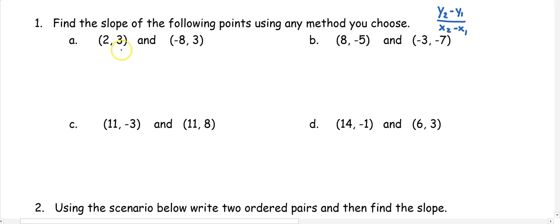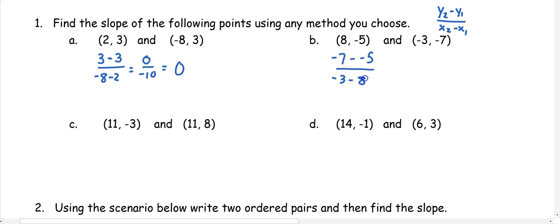So in A, we would have 3 minus 3 over negative 8 minus 2. This gets us 0 over negative 10. Remember, 0 divided by any number is just 0. In B, we would have negative 7 minus negative 5 over negative 3 minus 8. Remember that two negatives make a plus, which gets us negative 2 over negative 11. If you have two negatives, remember the negatives are going to cancel out, so our slope would be 2 over 11.